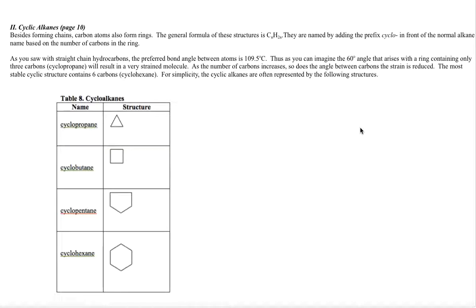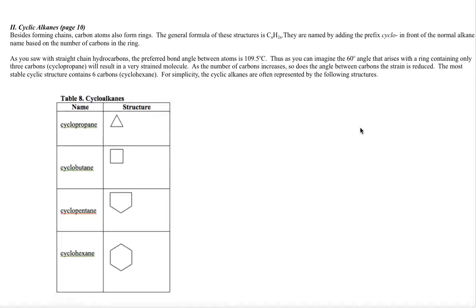The first family that we'll look at are cyclic alkanes. And cyclic alkanes, as the name suggests, have all single bonds between the carbons in the molecules, but there are rings of carbons. So we've discussed one of the reasons that there are so many different possibilities for organic molecules is that carbon can form chains like we've seen before, but carbon can also form rings with itself.